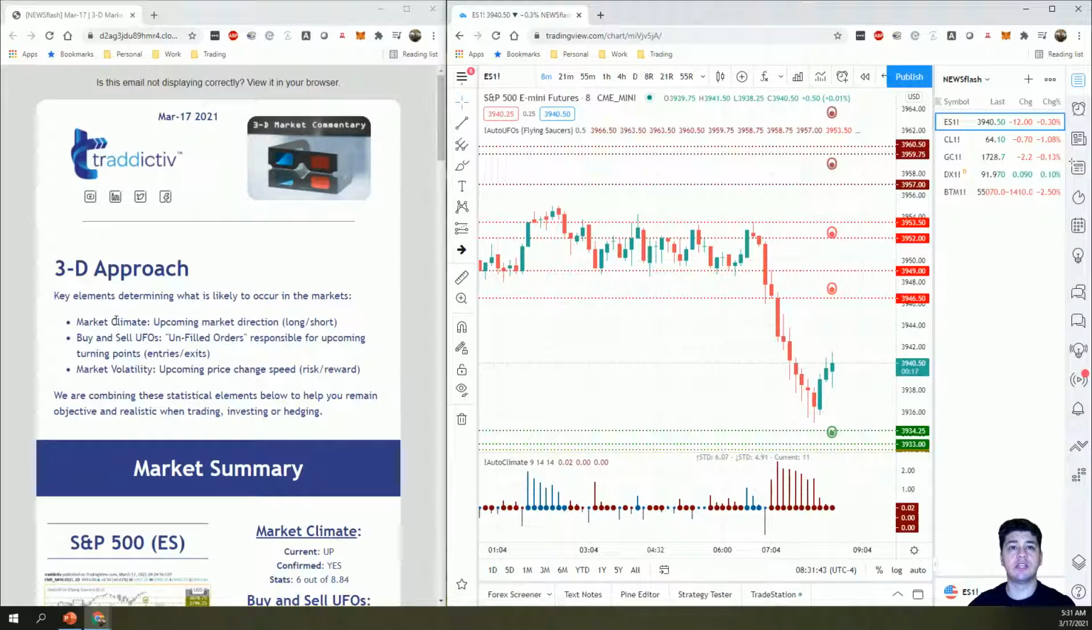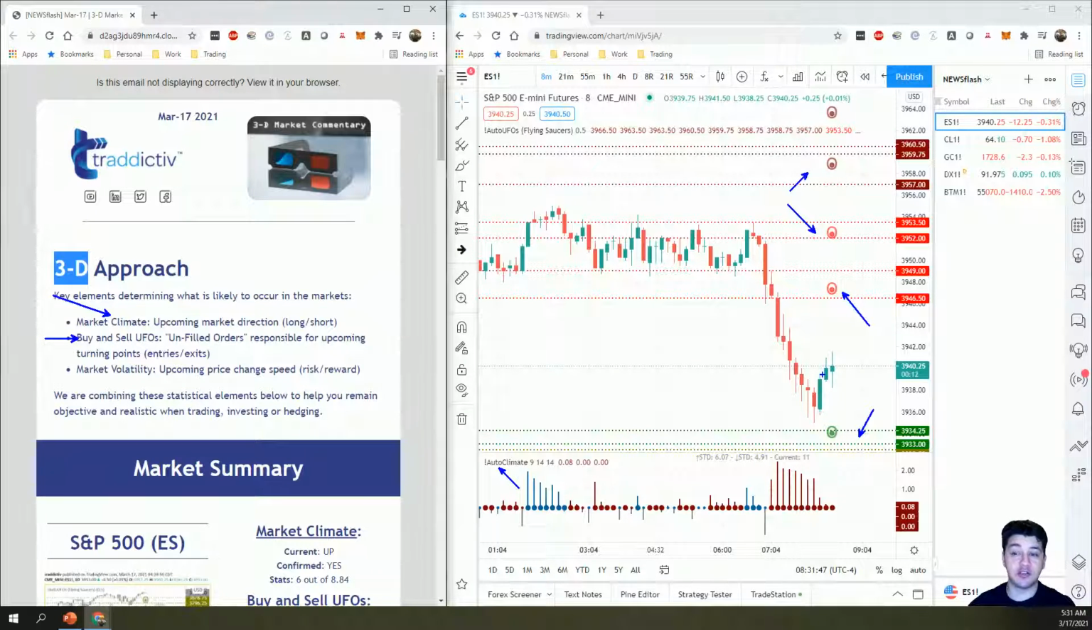So we're going to be looking at a couple of different things here. Being 3D utilizes a technology that we have on our channel, which is the market climate, utilizing the auto climate indicator, and the buy and sell UFOs, which is our proprietary technology. Those are these flying saucers, not mistakenly named UFOs. They stand for unfilled orders, which are responsible for upcoming turning points, entries, and exits. So, for example, let's say you took this somewhere long, and then maybe a good location to take a profit would be an opposing UFO somewhere up above.